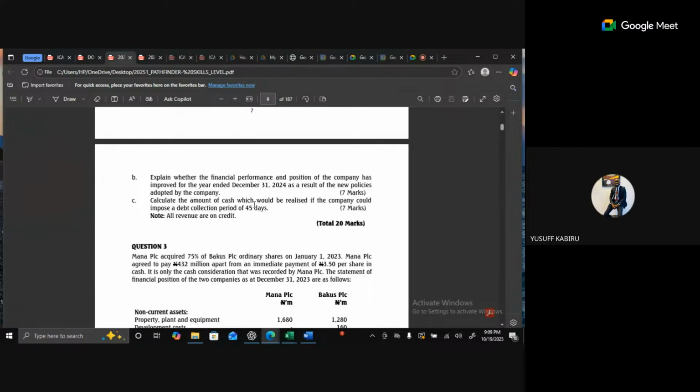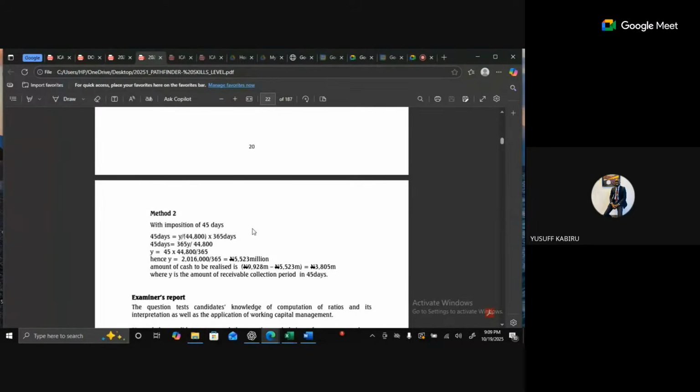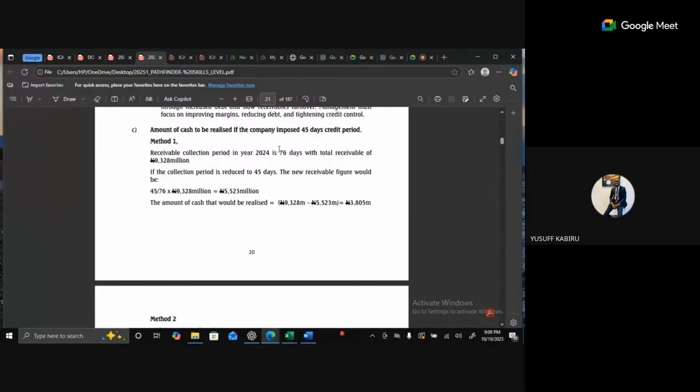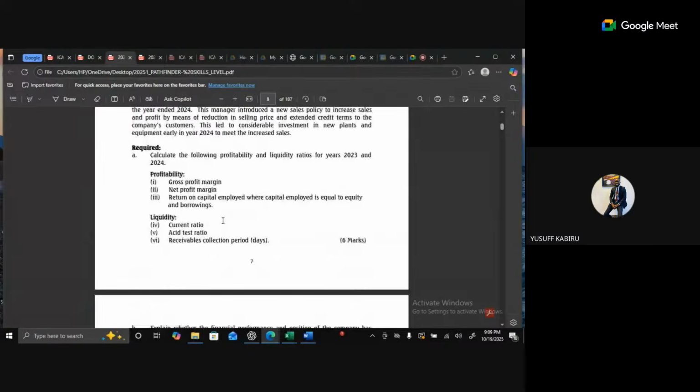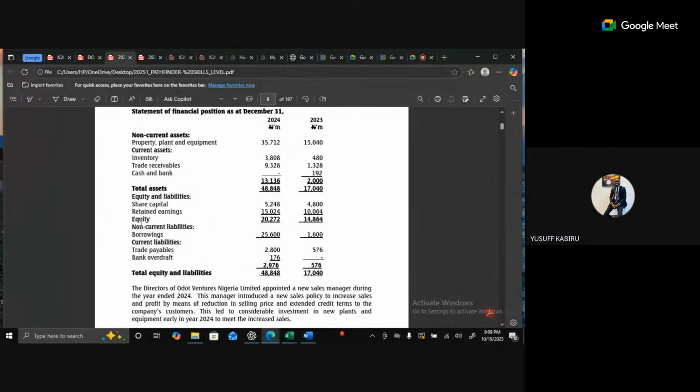Calculate the amount of cash which would be realized if the company could impose a debt collection period of 45 days. Let's see what they are doing here. The debt collection period that we calculated is 76 days, with total receivable of 9 million. So let's see the receivable on the face of our account. These are total receivable, and the average days it takes us to collect that money people are owing us, based on our calculation, was 76 days.